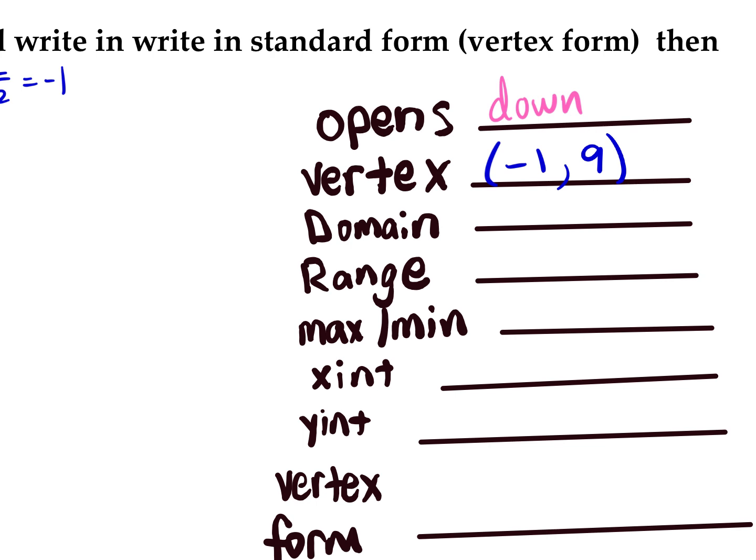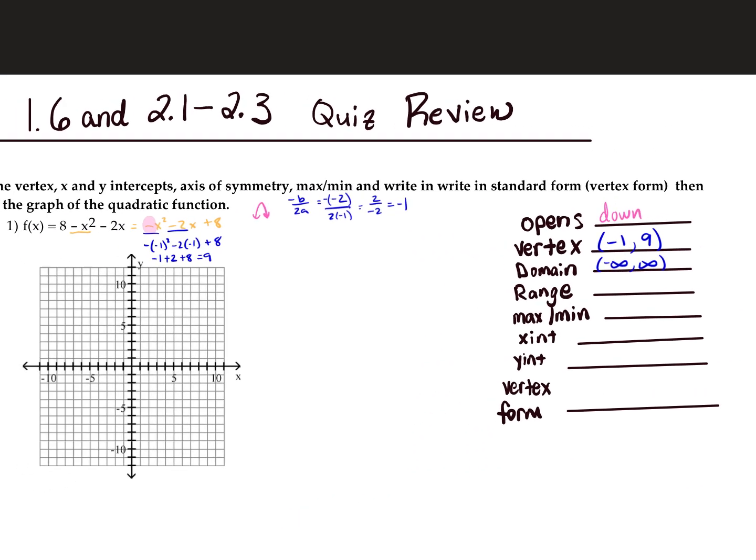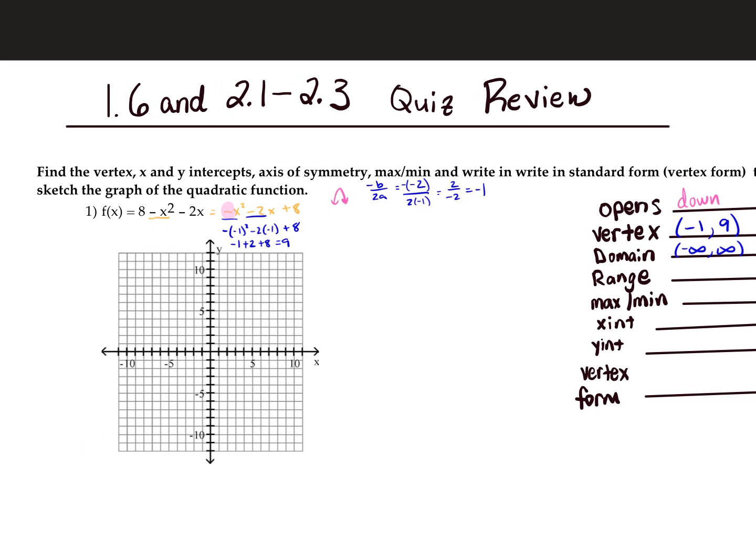Domain: whenever you have a parabola, your domain is always from negative infinity to infinity. Always, always, always. And remember, when you have negative infinity or infinity, you put the parentheses there. Next, we want to figure out the range. So I'm actually going to plot my vertex first, just so we can visualize the way our graph looks. So my vertex is at negative 1, 9. So right there. And my graph opens down.